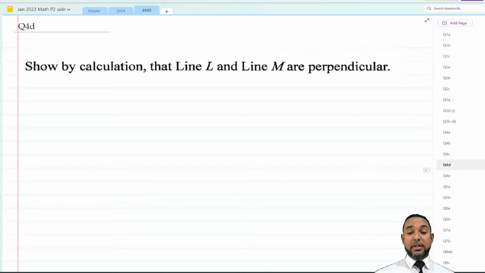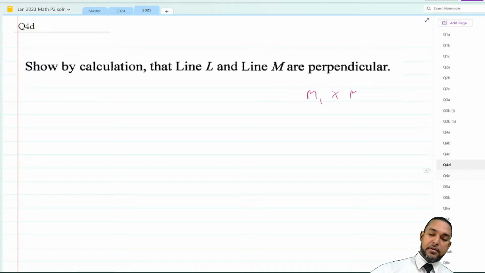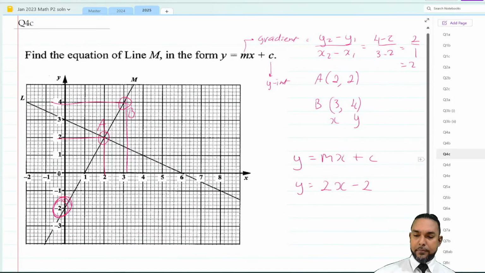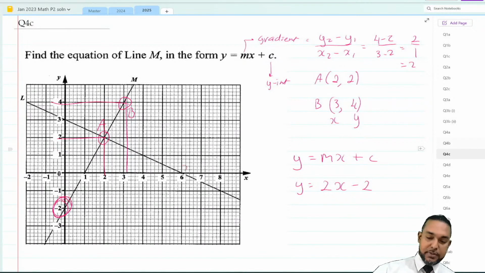Show by calculation that line L and line M are perpendicular. When two lines are perpendicular, the product of their gradients is equal to minus 1. Now, let's say gradient of L and gradient of M. We just found the gradient of M, which was 2, not so? So what we have to find now is the gradient of L. With L, let's use two easy points. Let's use this point here, which is 6, 0, and this point here, which is 0, 3.